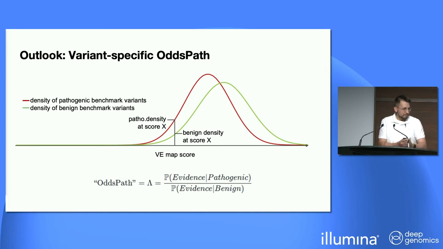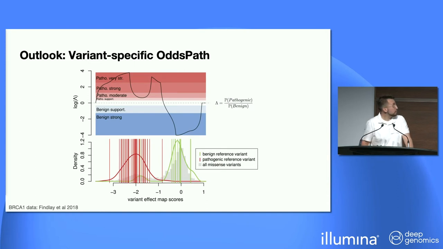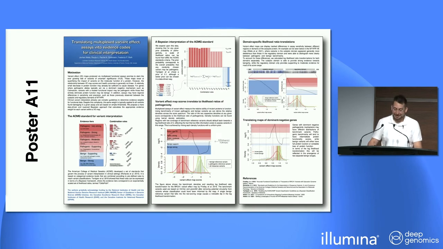What we can do here is just estimate the densities using kernel density estimation, take the ratio between the two, and we get an odds path for any given score on our spectrum. An example that I'm showing here is where we applied that to that same BRCA1 map, and we can see the odds path, or rather the log of the odds path in the plot above. And we can see in the high end of the spectrum, we dip into strong benign evidence. In the low end of the score range, we go into strong pathogenic evidence. But you also see that there's a weird dip happening in that range, which happens due to a couple of outliers. And if I piqued your interest with that, I encourage you to come check out my poster on Thursday, where we can talk about that in more detail.